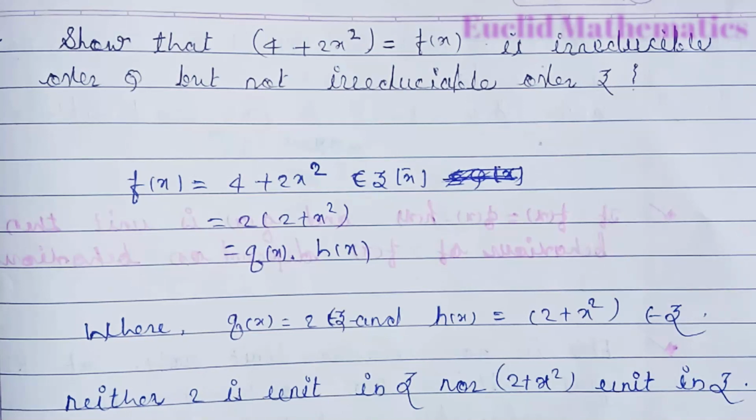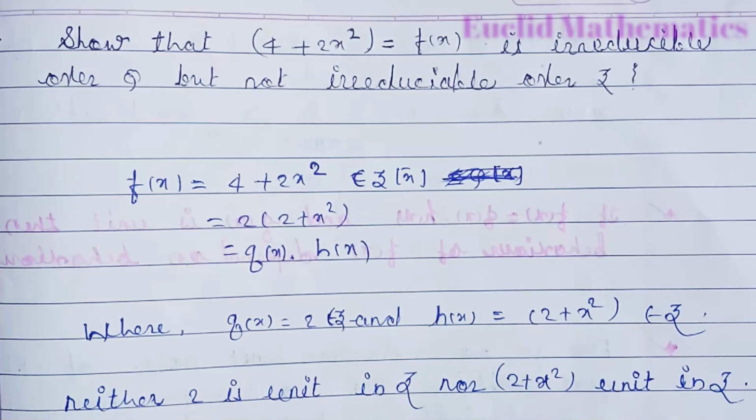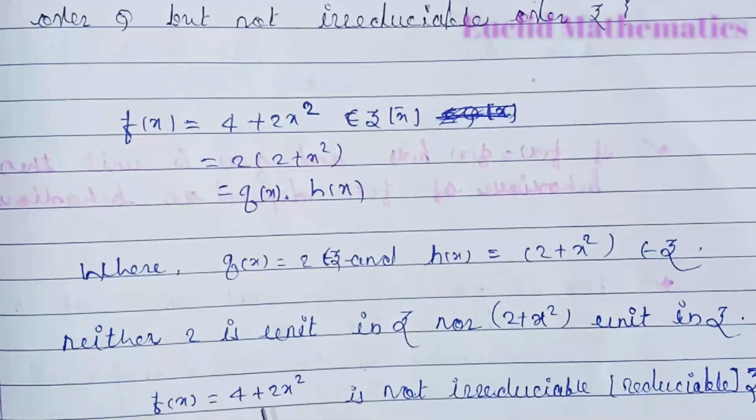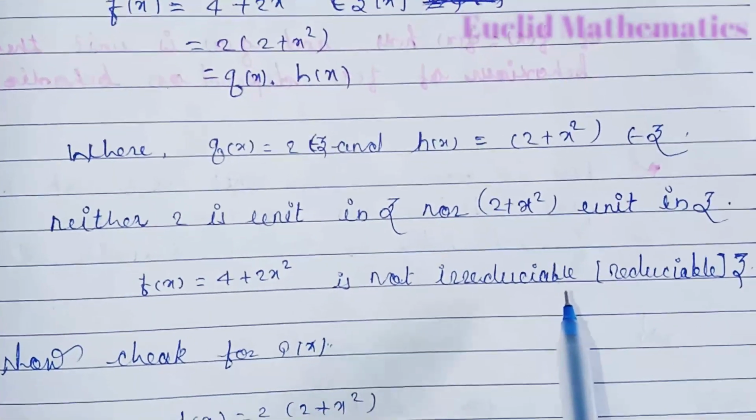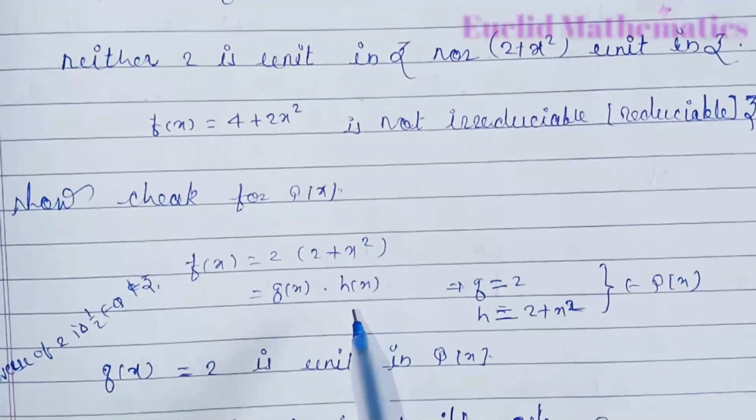Because a unit element has to have an inverse in our given ring z of x. So you can see 2 has inverse 1 by 2, which does not belong to z, so it is not a unit. And 2 plus x square has inverse 1 upon 2 plus x square, which is also not in z. So these two are not units in z. So we can say that f of x equal to 4 plus 2x square is not irreducible over z. Now let's check for q of x.